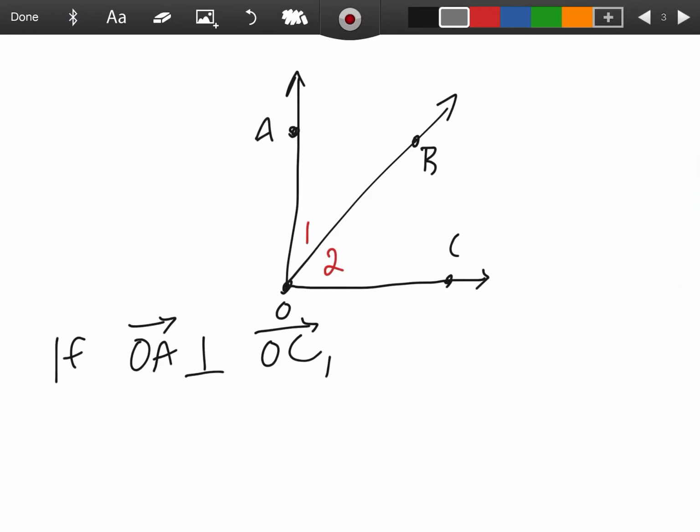All right, and our last theorem. So in this case, we are saying that ray OA is perpendicular to ray OC. So this angle right here, angle AOC, is going to be a right angle. And that tells us that angles 1 and 2 are going to be complementary. And that makes sense, right? Angle addition tells us that they have to add up to equal the measure of angle AOC. And the measure of angle AOC is 90 degrees. So angle 1 and angle 2 are complementary.